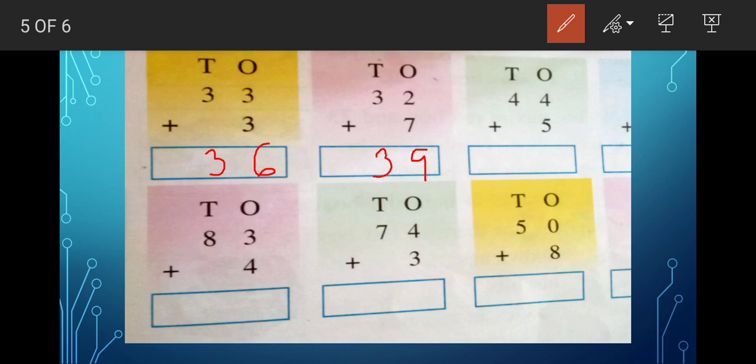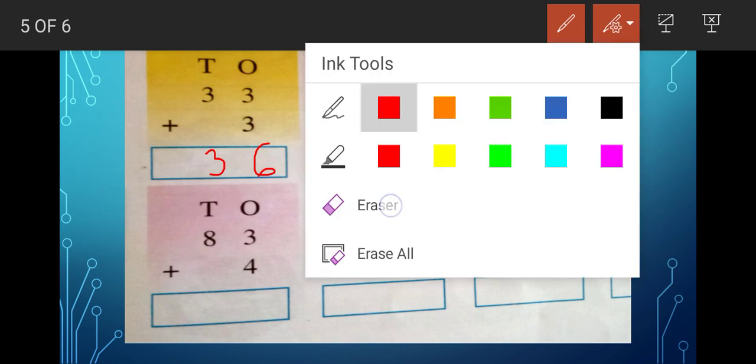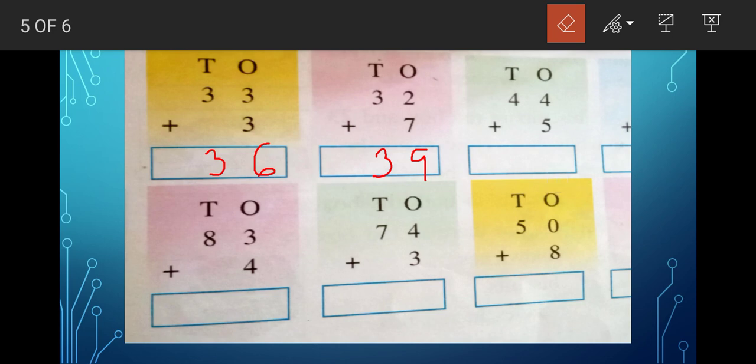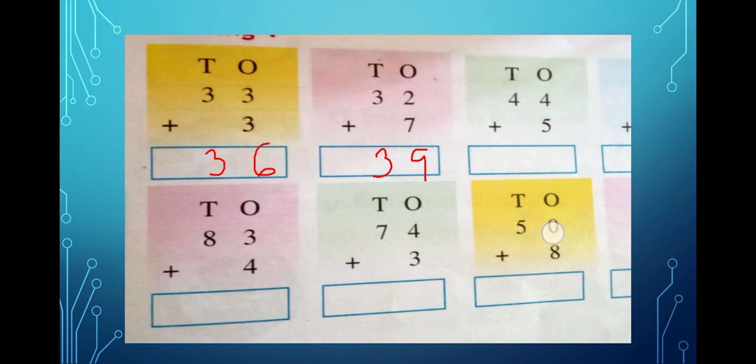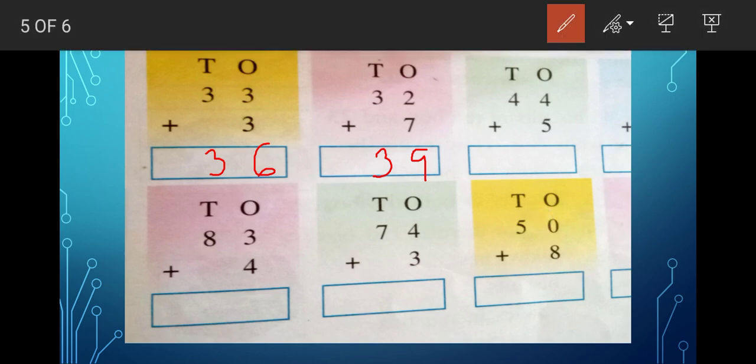Alright children, now the third question is 44. 44 means 4 tens and 4 ones. Okay, and here it is only 5 ones. So 5 plus 4 is how much? 5 plus 4 is 9, and let me rub it once. 5 plus 4 is how much, children? 5 plus 4 is 9, and this 4 will come down.